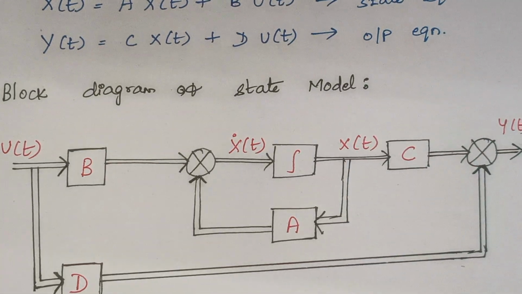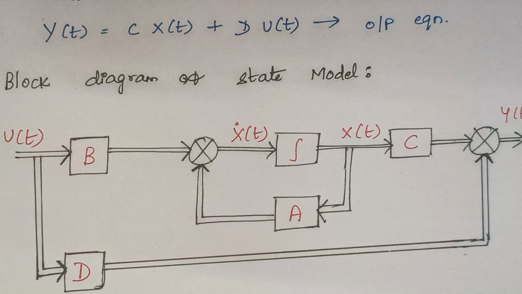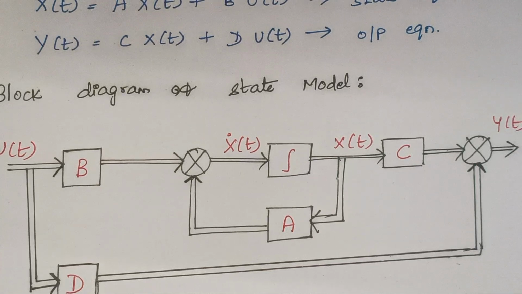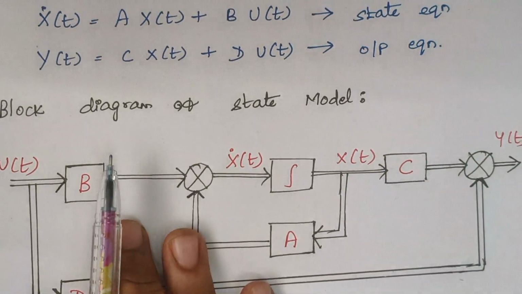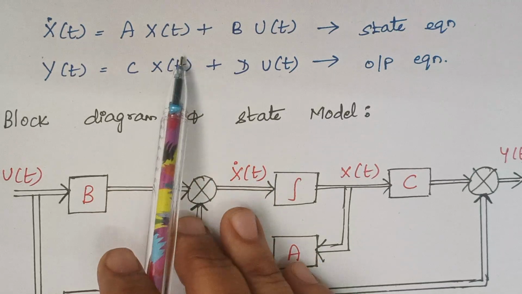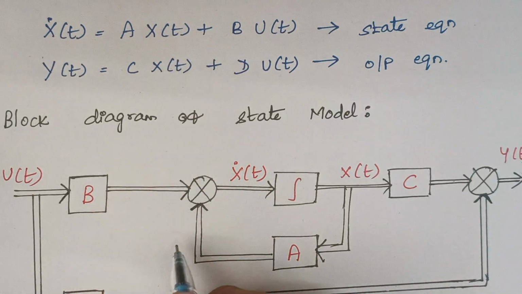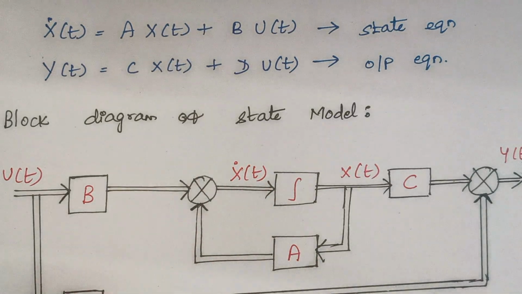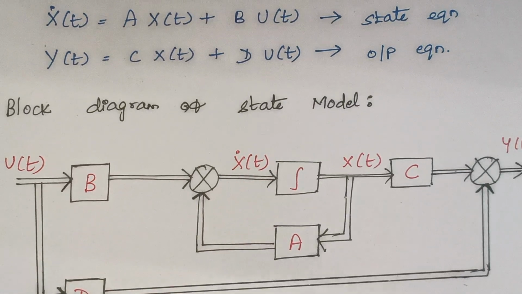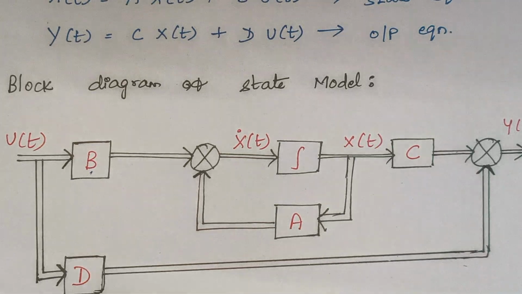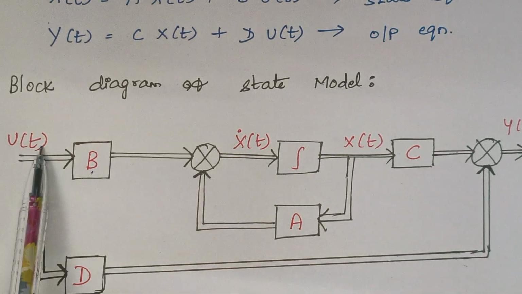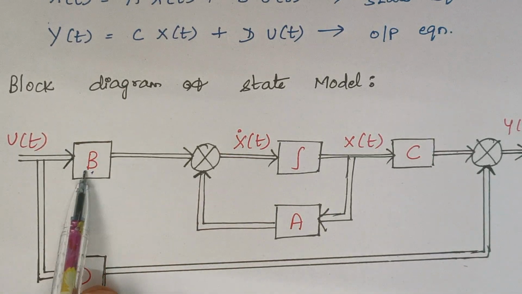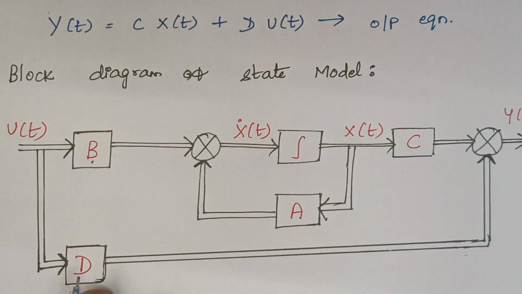So here you see this is a representation of the state model in block diagram, right? Okay, look carefully. We are going to frame these two equations in the form of block diagram and signal flow graph, right? So the first thing is, you see here I am having B, and the input is u of t. This u of t is fed to B as well as D.